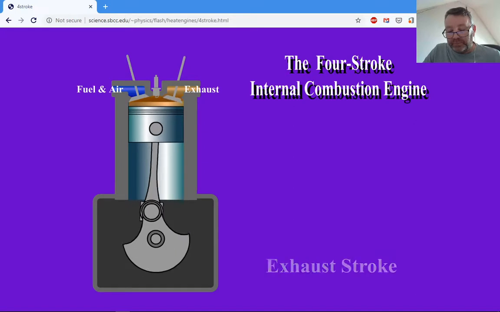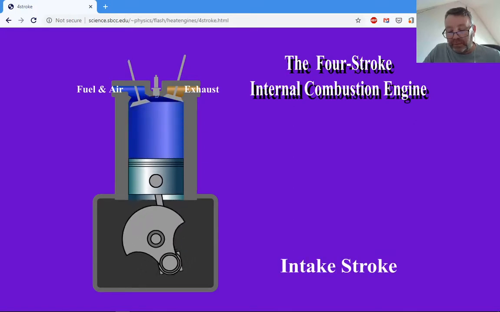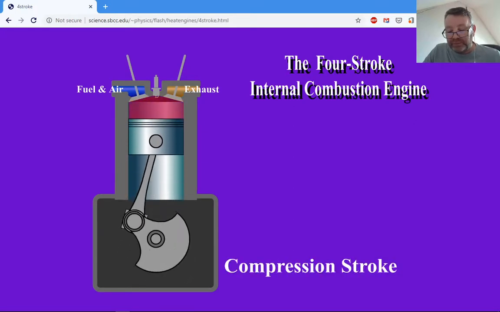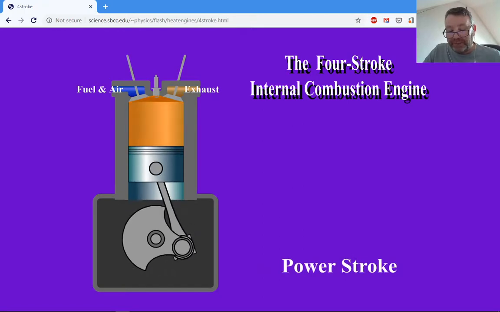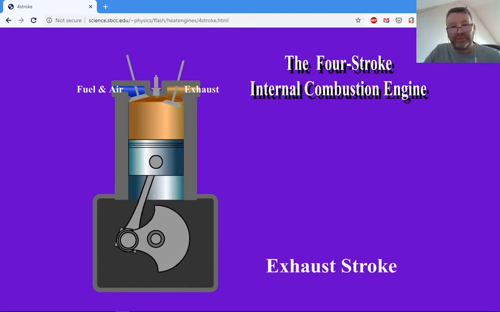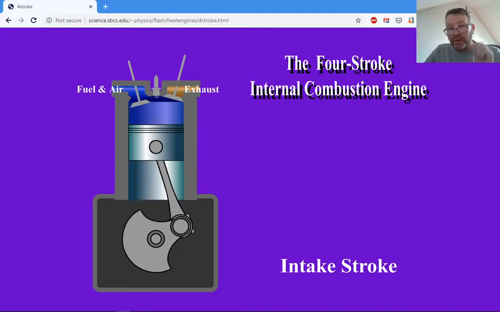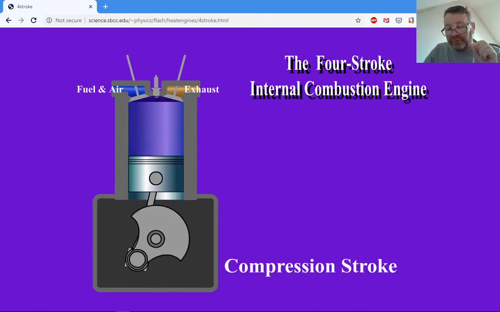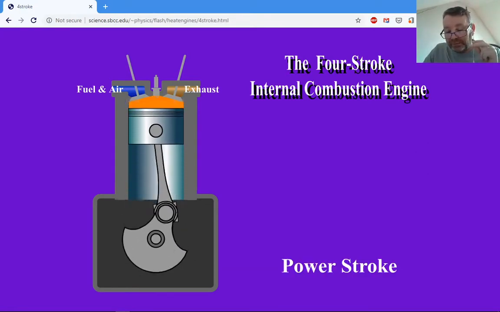Here we go. Okay, fuel and air in, fuel and air compressed, the spark plug ignites, expansion happens, the pistons push downwards, and the waste gases are expelled. Now, where does the energy come into all of this? The energy comes in now, watch, there.